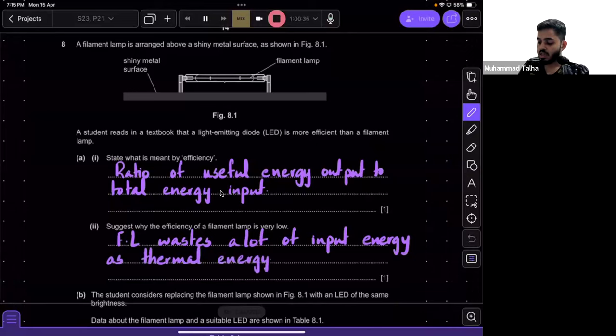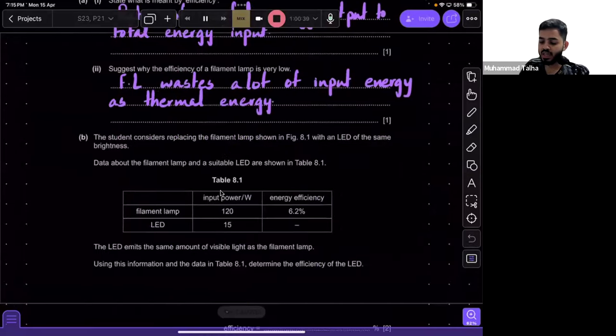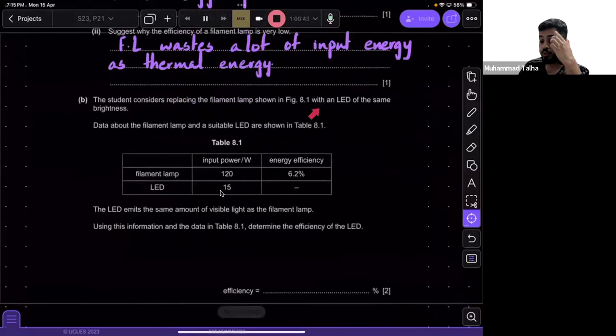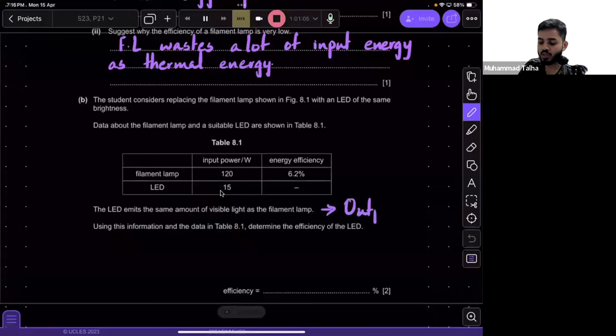All right. Part B, the student considers replacing the filament lamp in 8.1 with an LED of the same brightness. Data about the filament lamp and a suitable LED are shown here. So input for both of these and the efficiencies. The LED emits the same amount of visible light as the filament lamp. So both of these emit the same amount of visible light. What does this imply? This implies that the output is the same. In this case, because power is given, I'll say that the output power is the same for both of these.